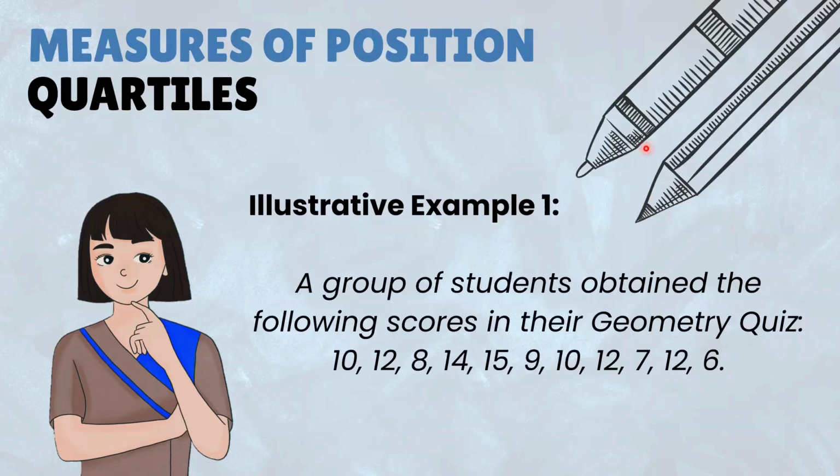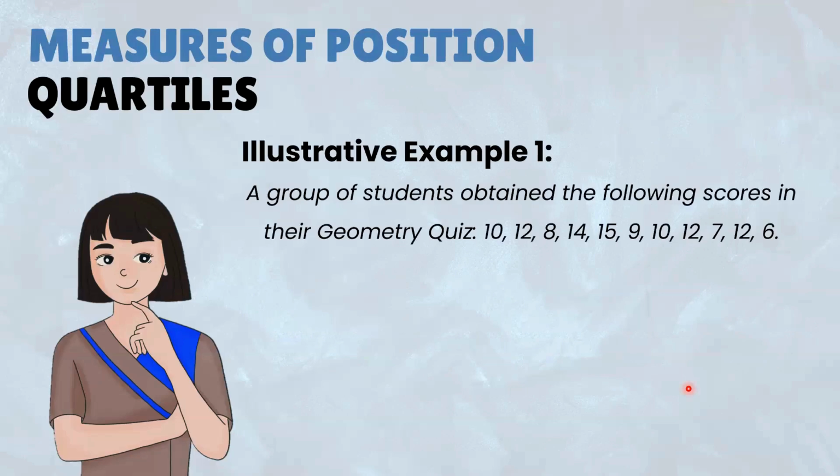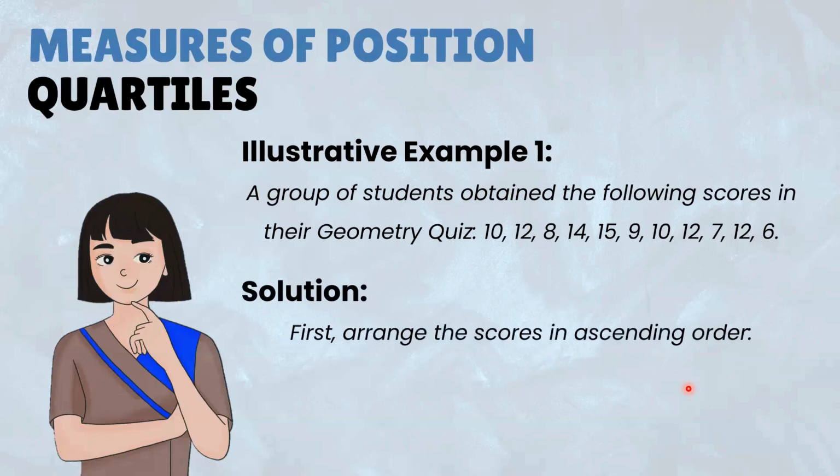Let's have an example. So consider this situation. A group of students obtained the following scores in their geometry quiz: 10, 12, 8, 14, 15, 9, 10, 12, 7, 12, and 6. To solve this one, let's say we are looking for the unknown quartile values, quartile 1, quartile 2, and quartile 3, which divide our distribution into 4 equal parts.